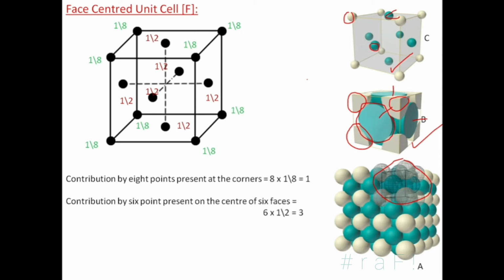And the contribution by the 6 points present at the center of the 6 faces. This 6 represents the faces, 6 faces of the unit cell, and each face contains half of the atom or half particle. So its value is 3. Therefore, the total number of particles or points present in a face centered unit cell is 4.